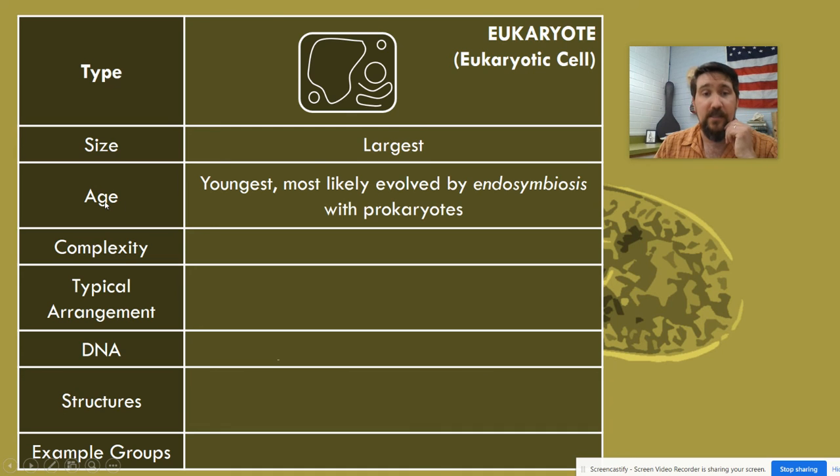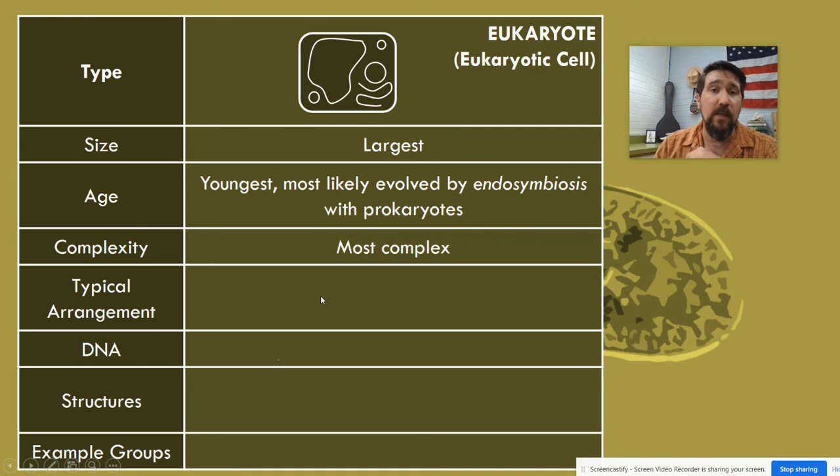They are the youngest cells, whereas prokaryotes have been around for about 4 billion years, eukaryotes have been around for about 1 billion years. And they most likely evolved when large prokaryotes actually ingested smaller prokaryotes, and rather than digesting them and eating them, they began living together in a symbiotic relationship. And those eventually became things like mitochondria and chloroplasts in plant cells.